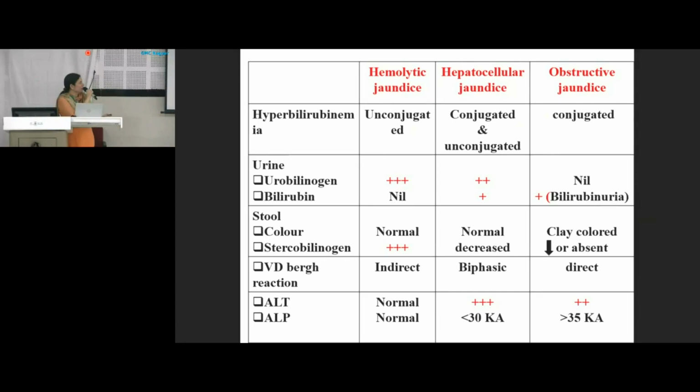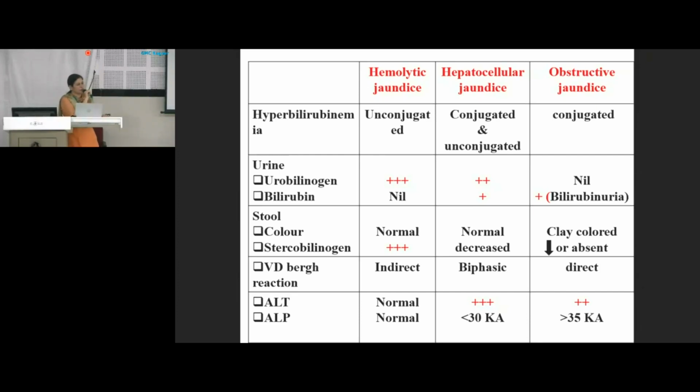In the stool, the color of stool will be normal in case of hemolytic jaundice. Stercobilinogen will be increased because excessive unconjugated bilirubin will enter the liver, conjugated bilirubin, then excessive urobilinogen and stercobilinogen will be formed. So urobilinogen will be present in the urine and stercobilinogen will be present in the stool. In hepatocellular jaundice, color is normal, and stercobilinogen may be present or may be absent. In obstructive jaundice, clay colored stool is there, because stercobilinogen is absent because of obstruction.